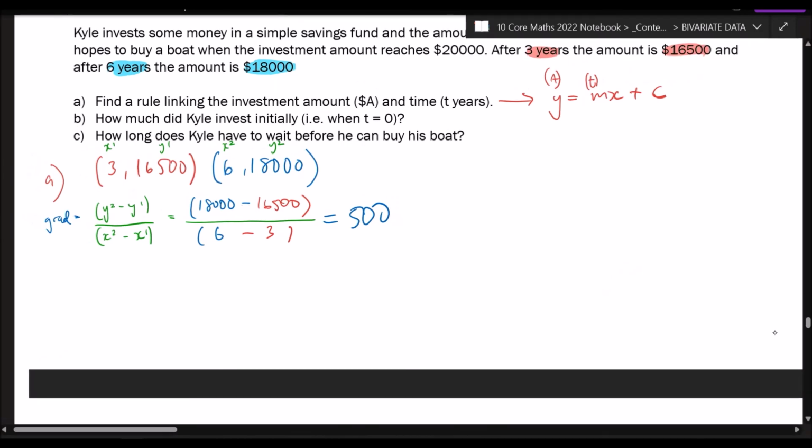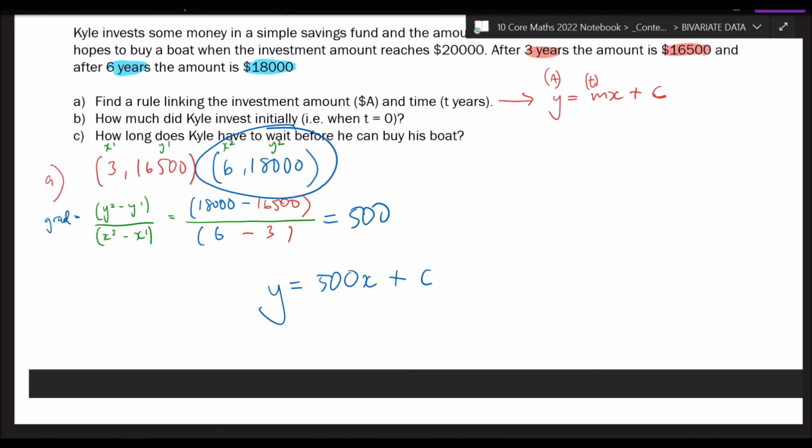All right, and then the next part is going to be the y-intercept. So far, what do we have for our formula? y equals mx plus c. Remember, m is the gradient, so 500x plus c. Now I need to find c. Use any of the 2 points that we have here and substitute it into this formula. Anyone want to pick one for me? Cool. All right, let's do 18,000. So my formula so far is y equals 500x plus c.